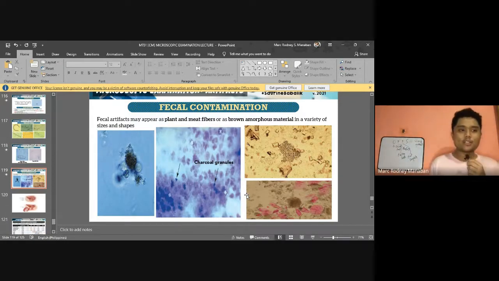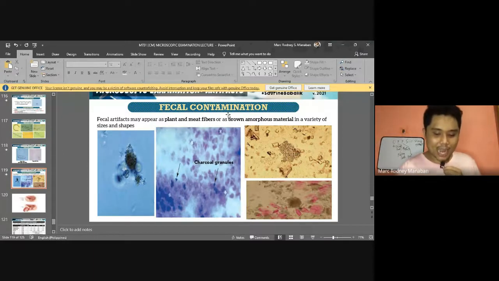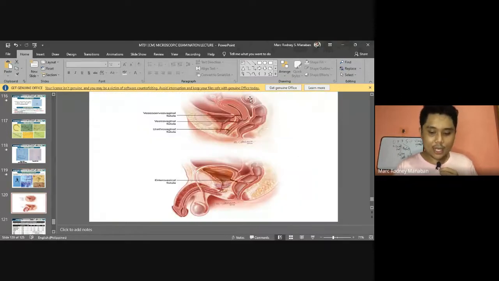No, so, for fecal contamination, there may be the appearance of your plant and meat fibers or mga brown amorphous material. Aside from that, there's pathologic, there could be the rectovesical fistula, F-I-S-T-U-L-A. So what happens is imong bladder kay nag-combine with the rectum. So therefore, ang tae pwedeng ma-introduce sa imong bladder. So therefore, na fecal contamination sa ihi. Aside from that, pwede po rectovaginal fistula, nag-combine ang rectum sa imong vagina.